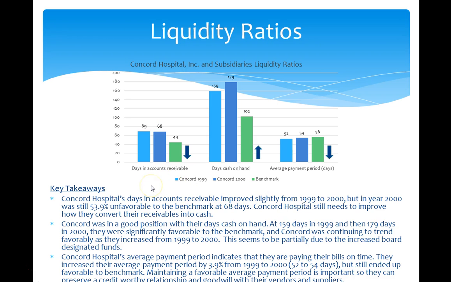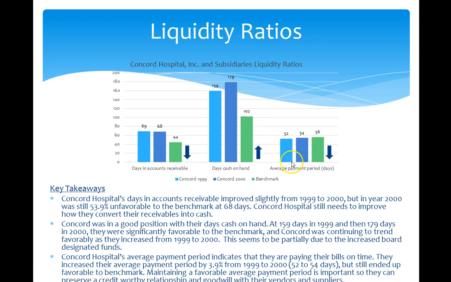Here, looking at the days in accounts receivable, we want to be below the benchmark, and here we are above in both years, and so that causes some concern as to why they're having trouble converting their receivables into cash. Days cash on hand, both years they are well above the benchmark, trending favorably to 179 versus a benchmark of 102. So that gives us good confidence that they have cash to pay their bills and so forth.